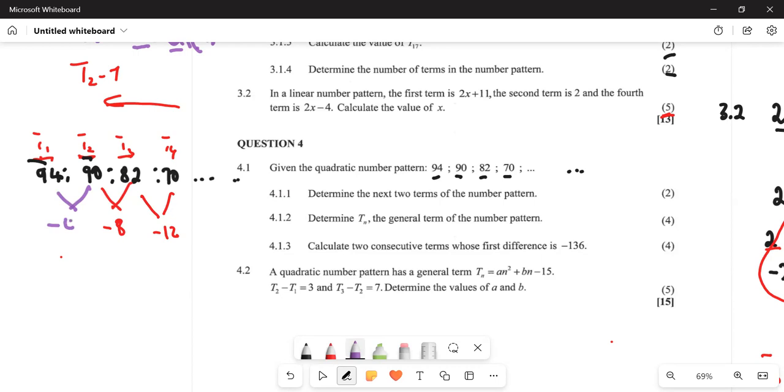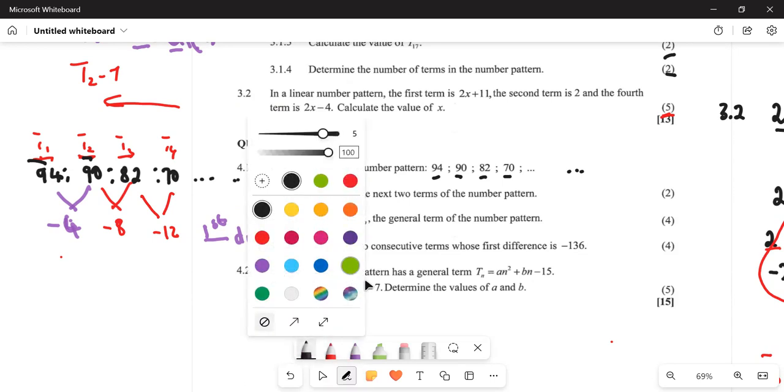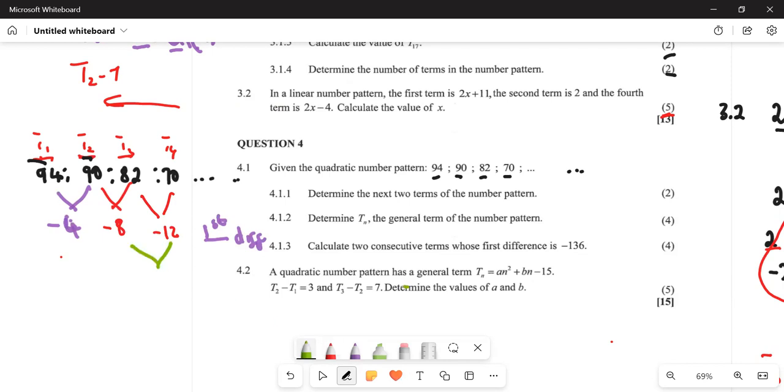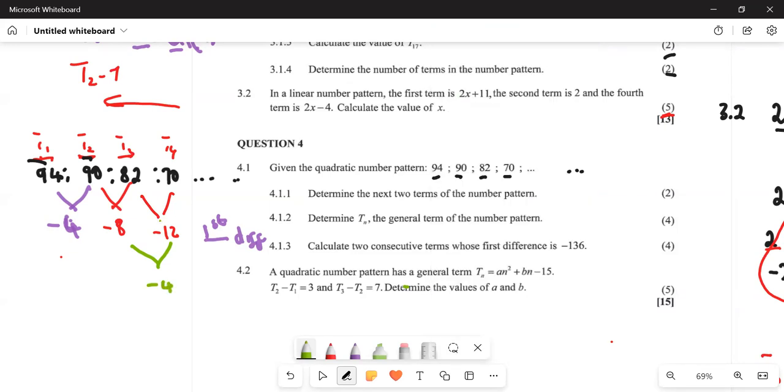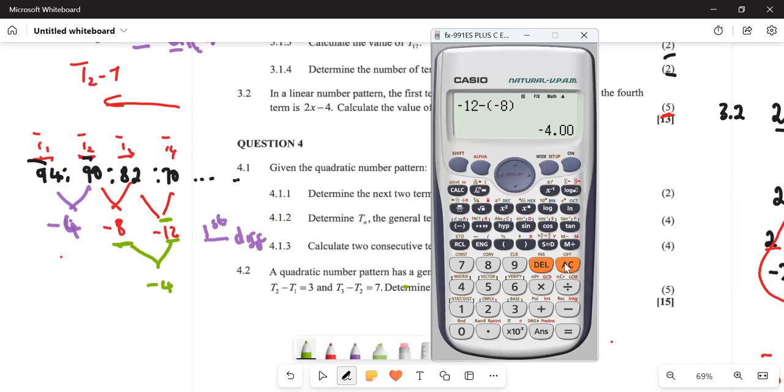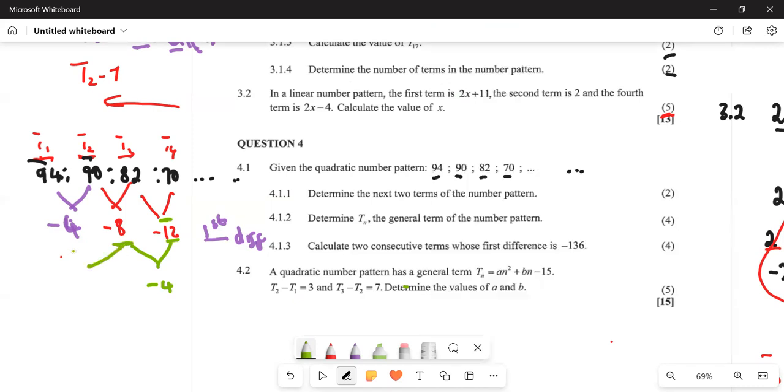Then I get the first difference. Then we look for the common one. So this is the first difference, and then the second difference: term number 2 of the first difference minus term number 3 of the first difference. On your calculator, we are going to have something that looks like this: minus 12, minus, open bracket, minus 8. And then what do you get? Minus 4. Then minus 8 minus minus 4 is minus 4. So the second difference is minus 4.